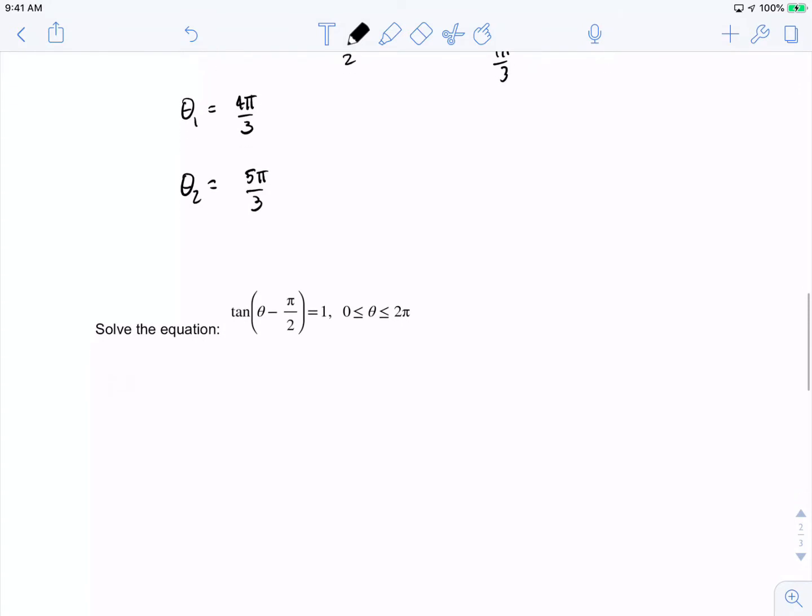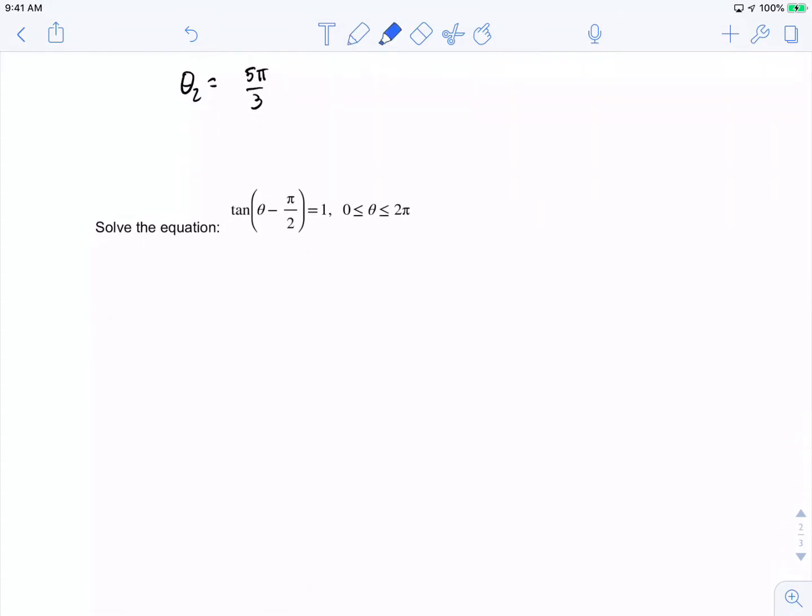Okay, here's another example. Again, we have a restriction of just one loop around. And so what we can do here is, I'm going to try to clean this up a little bit and see if this makes sense to you guys. I'm going to say, all right, tangent theta is equal to 1. Where do we know that that happens? Well, that happens for me at pi over 4 and at 5 pi over 4.